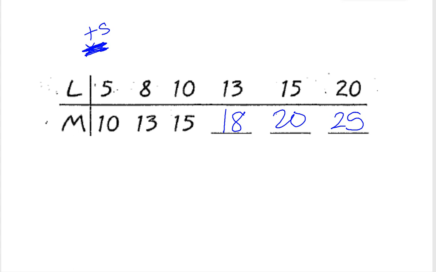So the rule of this is that M equals whatever number I put in for L plus 5 more. Okay? So it's always going to be the two letters equal each other, so M equals L, and then the rule with it.